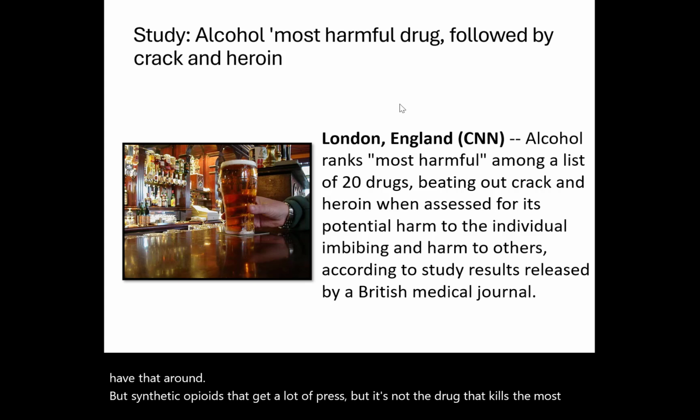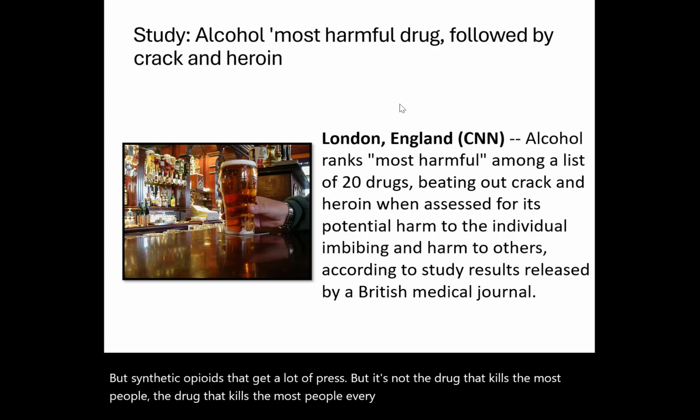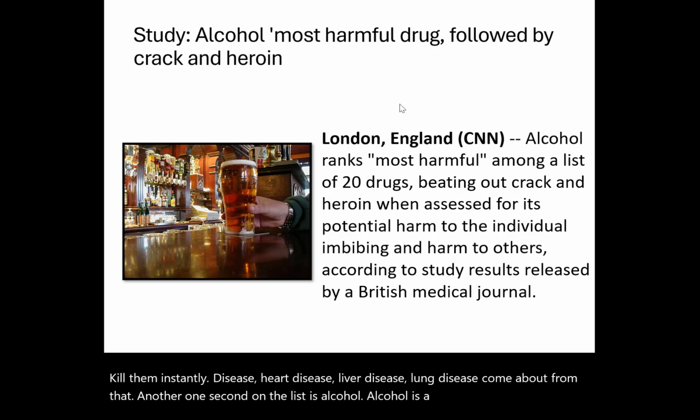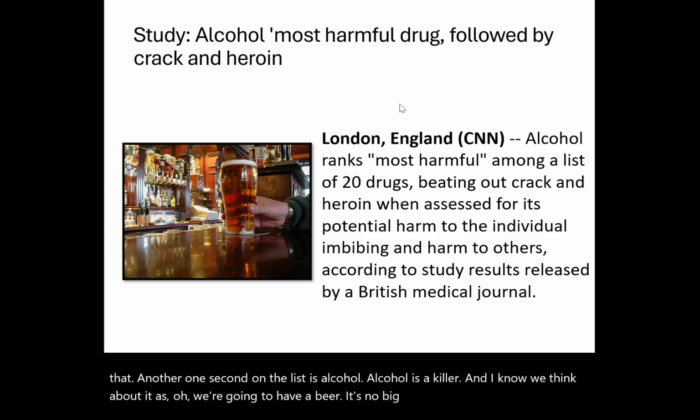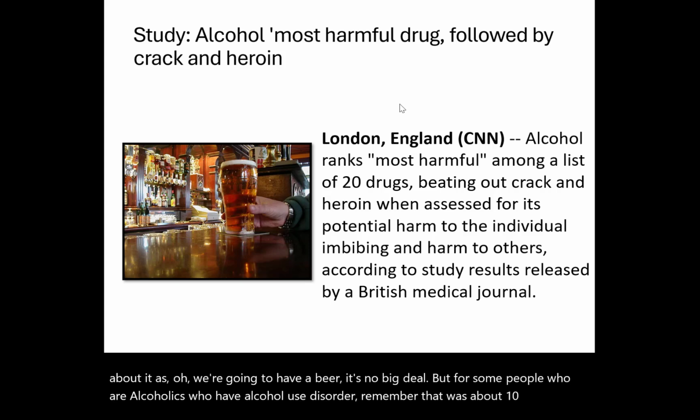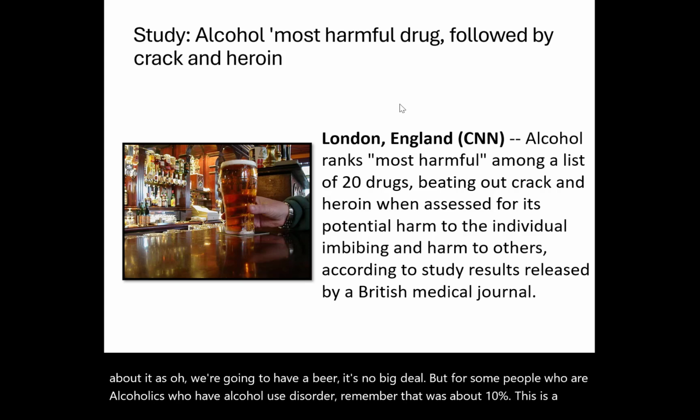The drug that kills the most people every year is nicotine and smoking. It doesn't kill them instantly. Disease, heart disease, liver disease, lung disease come about from that. Another one, second on the list, is alcohol. Alcohol is a killer. And I know we think about it as, oh, we're going to have a beer, it's no big deal. But for some people who are alcoholics, who have alcohol use disorder, remember that was about 10%, this is a deadly chemical.